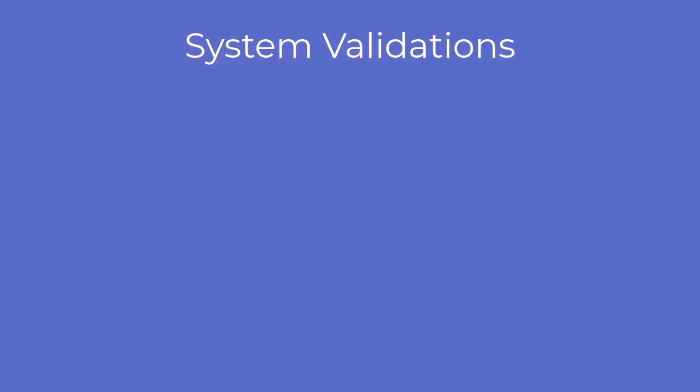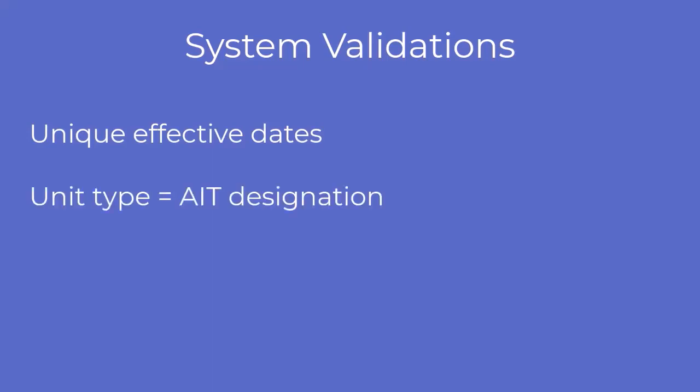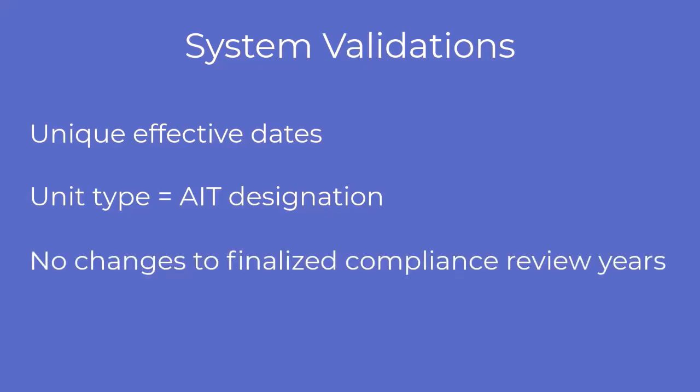System validations include requiring the effective date for each record type to be unique, warning or error if the unit type does not match the AIT designation, and preventing changes to AIT records for years with a finalized compliance review.